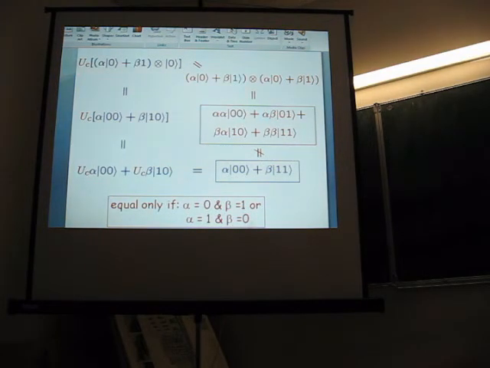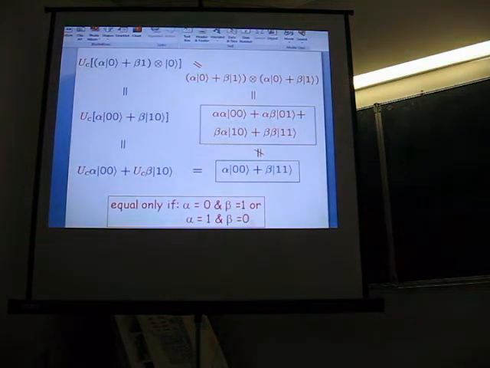Well, this is what it should do. But also I can rewrite the state here as the state alpha 0 0 plus beta 1 0. It's the same state, just an equivalent way of writing it. And now, because the cloner is a unitary operation, it's a linear operation, I can split this and say that what the cloner does on this superposition is what it does on this thing plus what it does on this thing. But these things now are classical things.